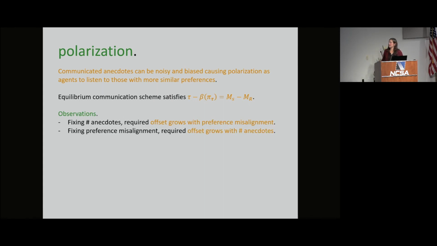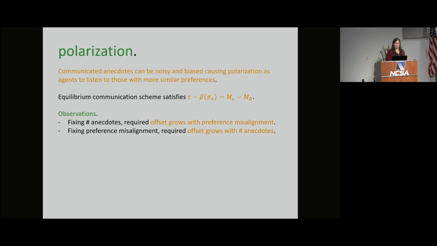The other thing that I think is cool is that let's now fix the preference misalignment. So I'm fixing the right-hand side of my equality. And let's consider two different senders. So this is like a hypothetical world. There's two different senders, and one has way more expertise than the other. By that, I mean one has way more access to anecdotes. They've been around in the world for longer. They've collected way more anecdotes. So you might ask, which sender would the receiver rather listen to?